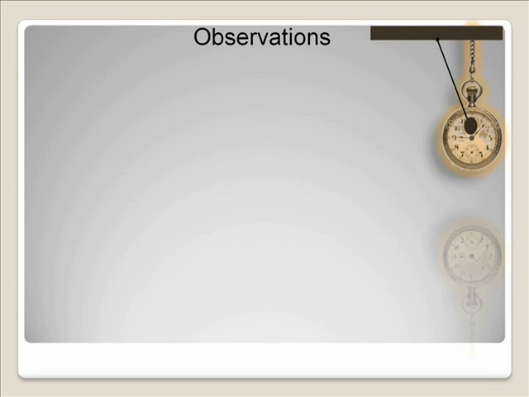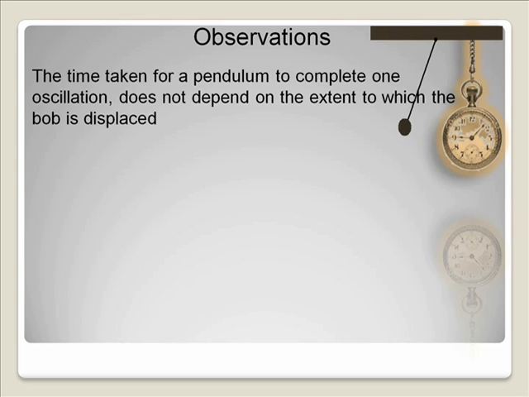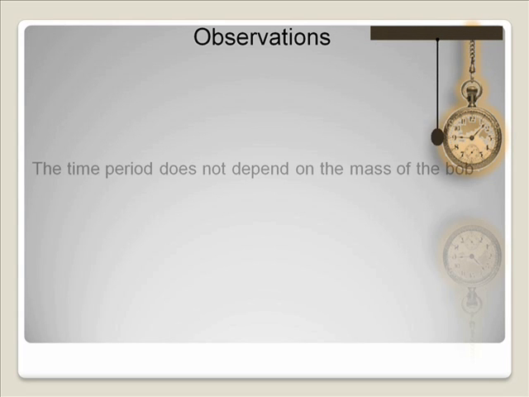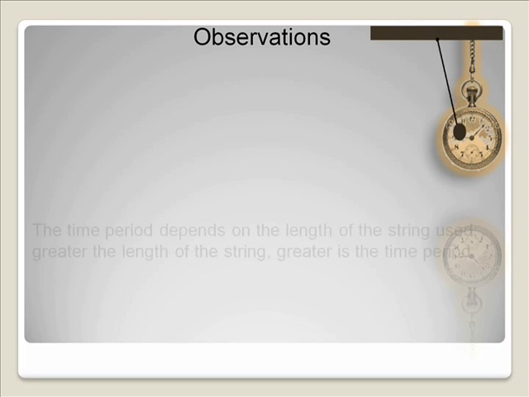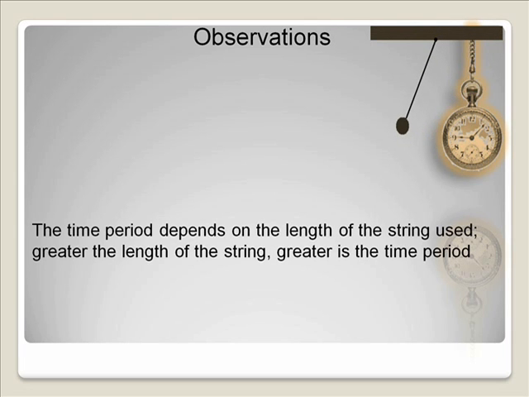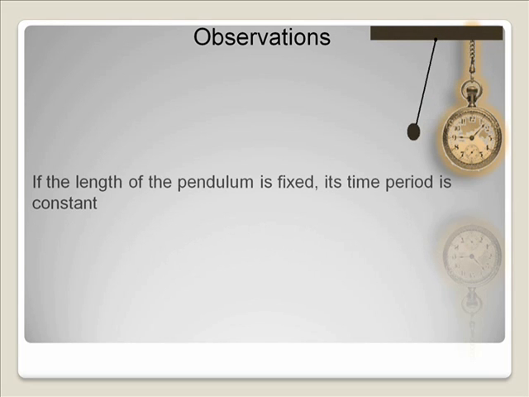By studying the oscillations of the pendulum, observations can be summarized as follows. The time taken for a pendulum to complete one oscillation does not depend on the extent to which the bob is displaced. The time period does not depend on the mass of the bob, within reasonable limits. The time period depends on the length of the string used. Greater the length of the string, greater is the time period. This means if the length of the pendulum is fixed, its time period is constant. This was a wonderful discovery. Scientists began to build new clocks based on this property of the pendulum.